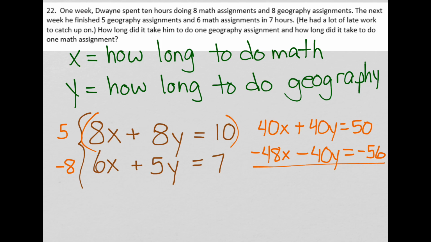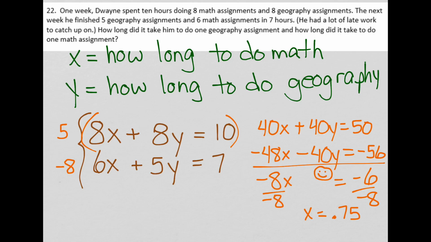Add them together. I get -8x right here. My 40s add up to 0, so I've eliminated all the y's. And now I have -6. Well, I'm going to divide both sides by -8. This looks a little crazy. X comes out to be what? 0.75? Does that make sense for this problem?